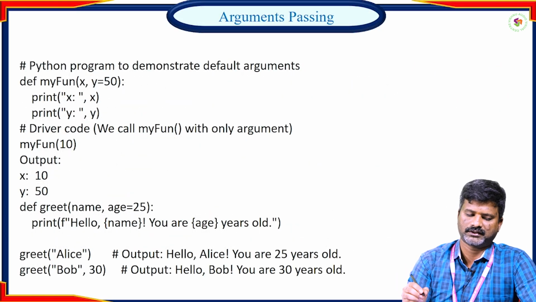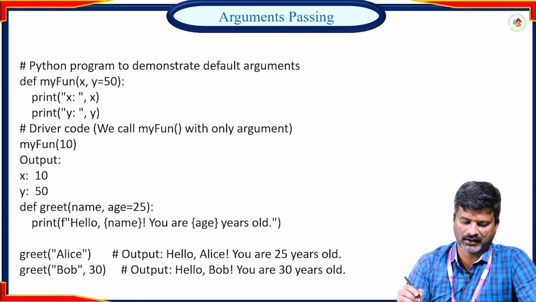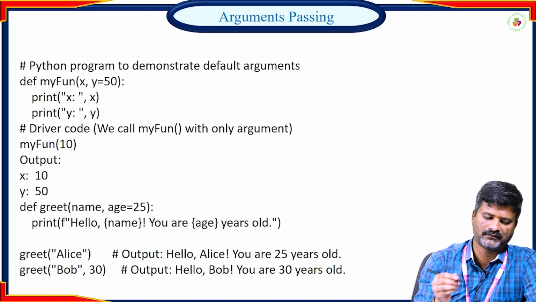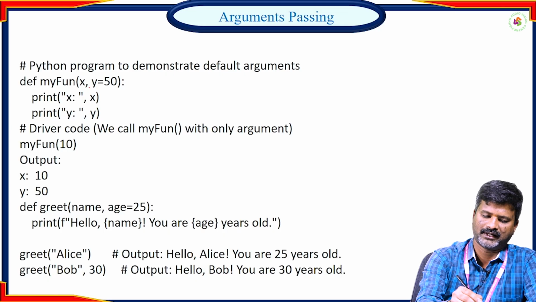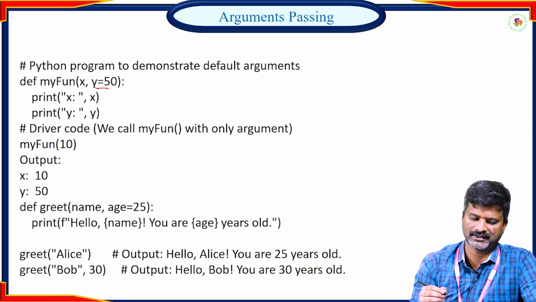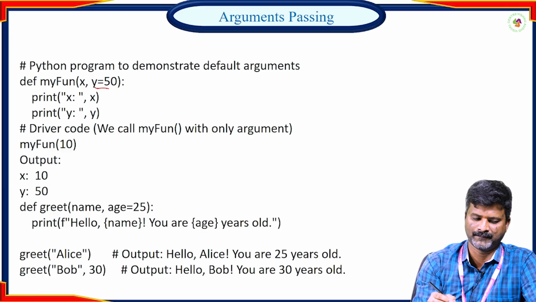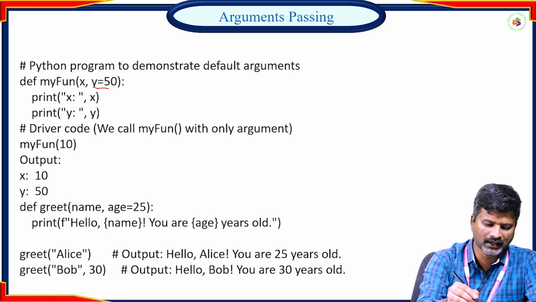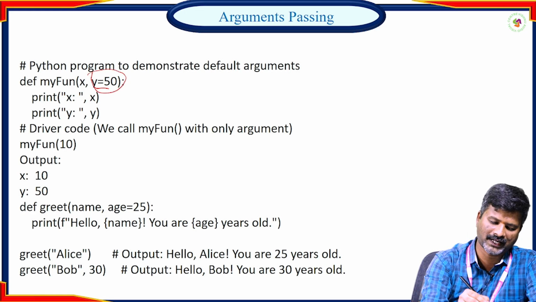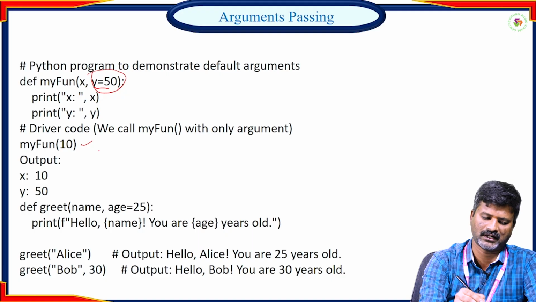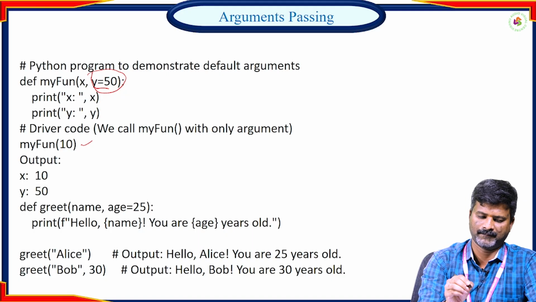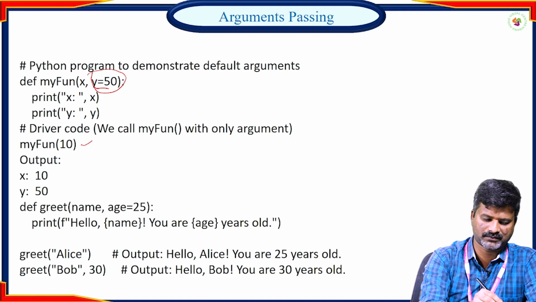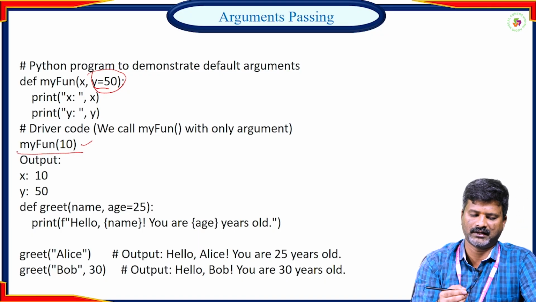So this is a program related to default arguments. If you observe, I am defining one function, my fun. I am passing two parameters, x and y, but y is here the default. It is a default argument or a default parameter. So what is the use of this default? Whenever you are calling the function, if you are not passing that particular parameter, automatically it will take this default value. If you are passing something, whatever value you pass while calling that function, it will take as usual. So I am calling this function, my fun of 10.